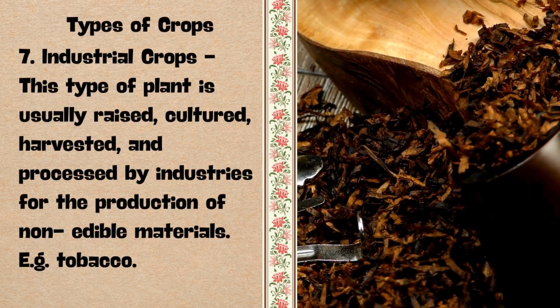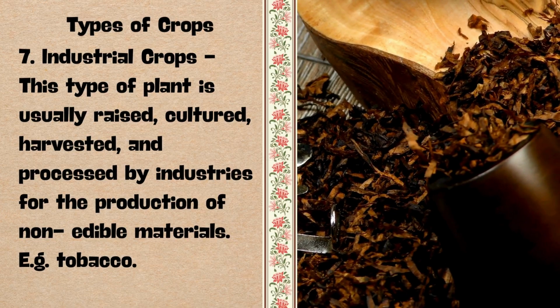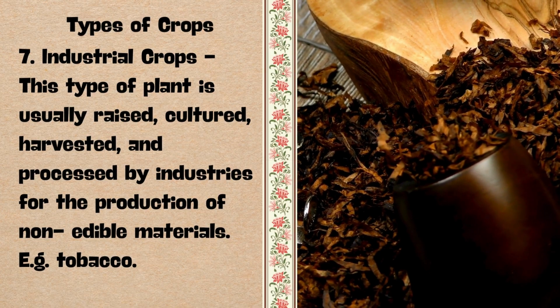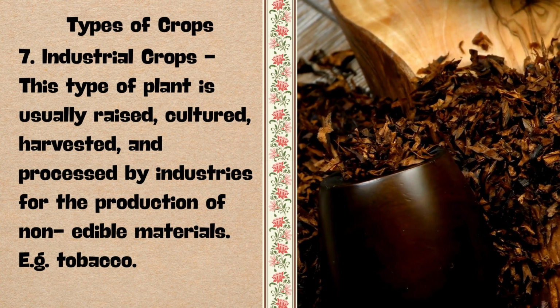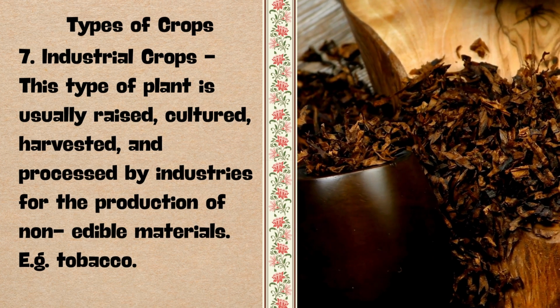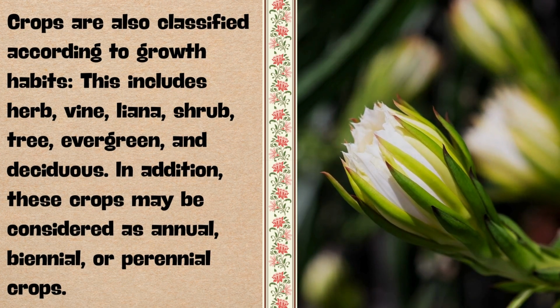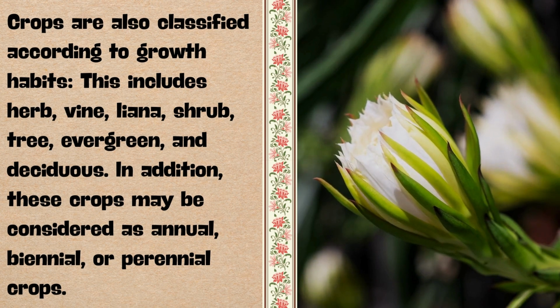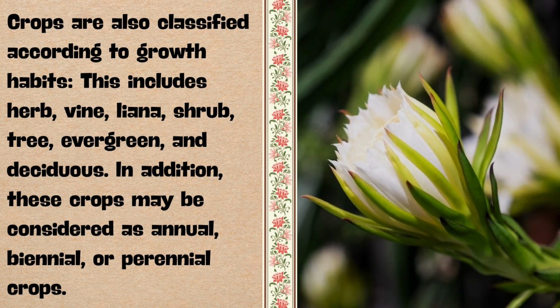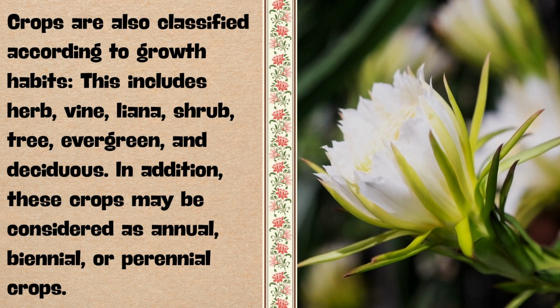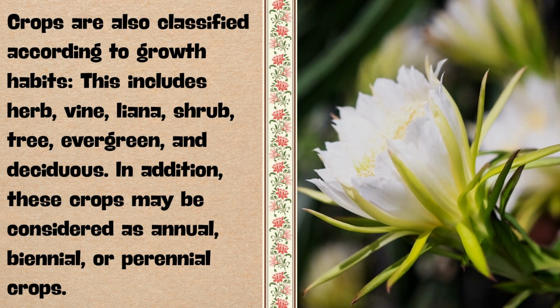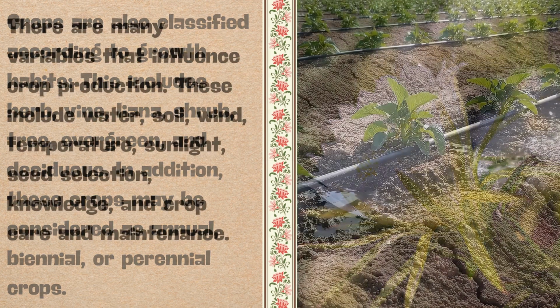7. Industrial crops. This type of plant is usually raised, cultured, harvested, and processed by industries for the production of non-edible materials, e.g. tobacco. Crops are also classified according to growth habits. This includes herb, vine, liana, shrub, tree, evergreen, and deciduous. In addition, these crops may be considered as annual, biennial, or perennial crops.